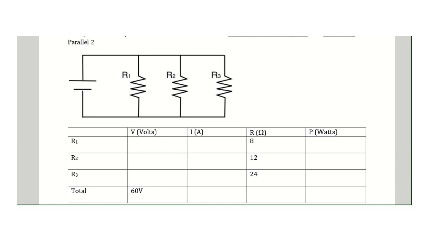So in this case, we have 3 resistors in parallel. So we'll go ahead and just label the information off the chart, just like we've been doing in the other problems. So we know our power supply is 60 volts total. That's the positive and negative end. We have 8 ohms, we have 12 ohms, and we have 24 ohms.